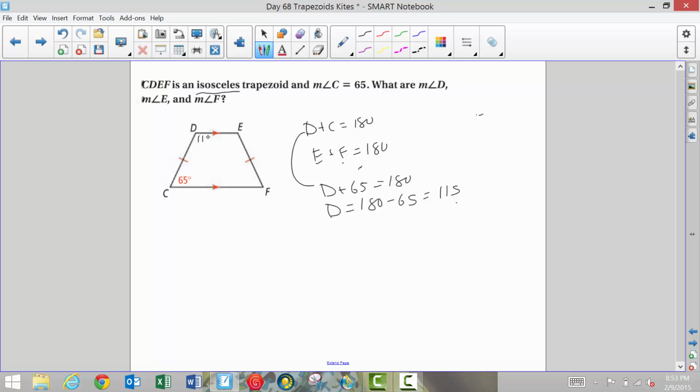So D is 115. Well, since it's isosceles, I know that the top base angles are congruent. So then I also know that D and E are the same. And I know that C and F are the same. So 115 is E and 65 is F. So you're going to have to memorize your properties.